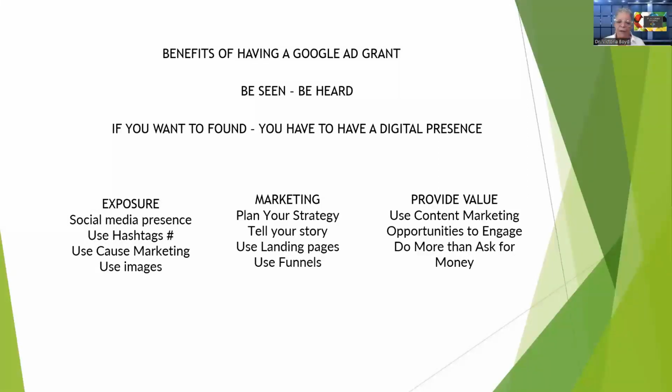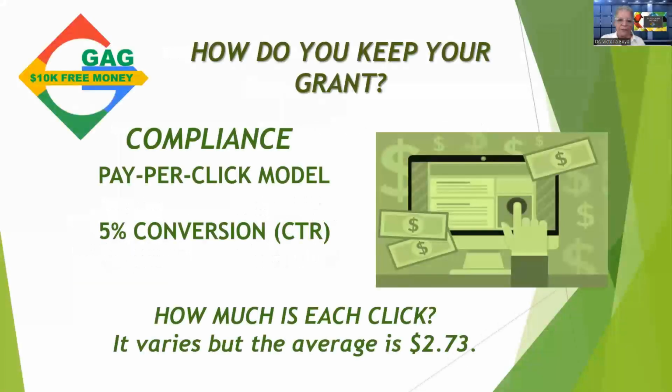Your marketing, you can now plan out your strategies for a whole year. You can tell your story. You can use landing pages. You can use funnels. All of these are doable with Google ad grants. And you can provide value. Use that content marketing concepts. Provide opportunities for them to engage. And please, please do more than just ask for money. Give them opportunities and ways to be engaged.